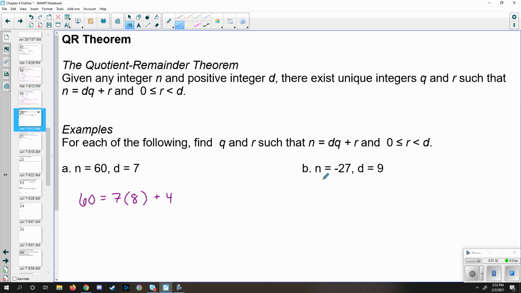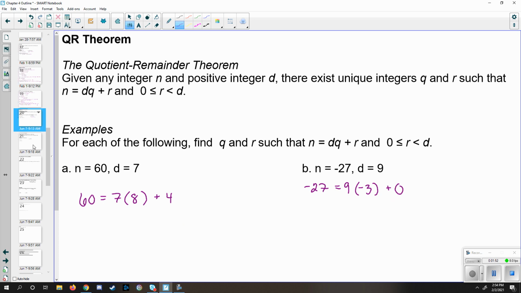This does also work with negative integer values. So for example here, if you have negative 27, and then we have a divisor of 9, that would be 9 times a quotient of negative 3 with a remainder of 0.